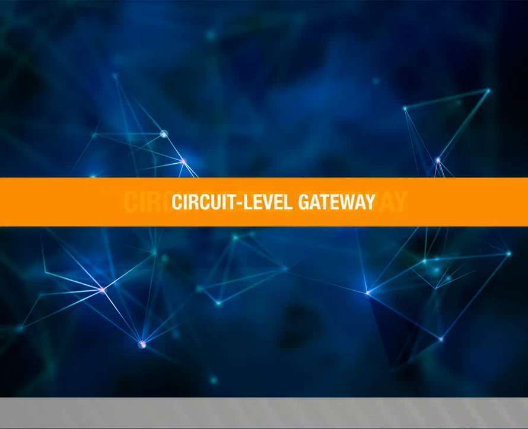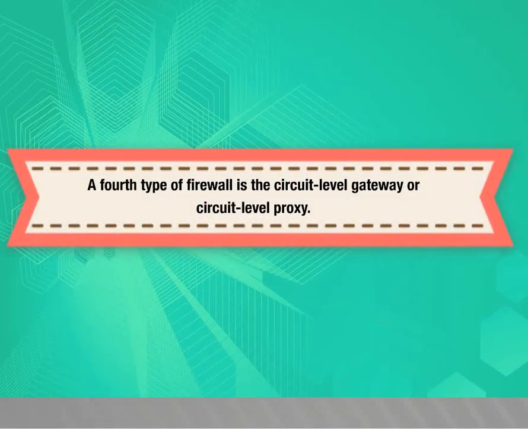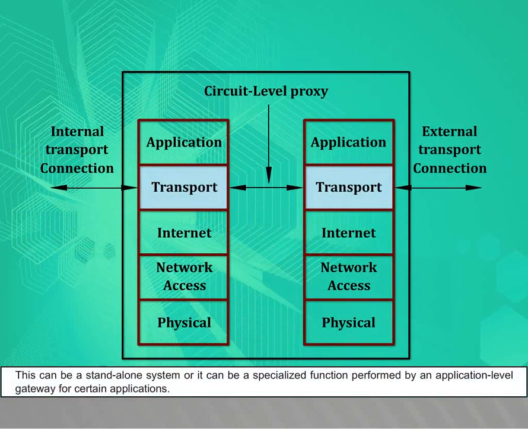Circuit level gateway. From the animation, let us see about circuit level gateway. A fourth type of firewall is the circuit level gateway or circuit level proxy. This can be a standalone system, or it can be a specialized function performed by an application-level gateway for certain applications.